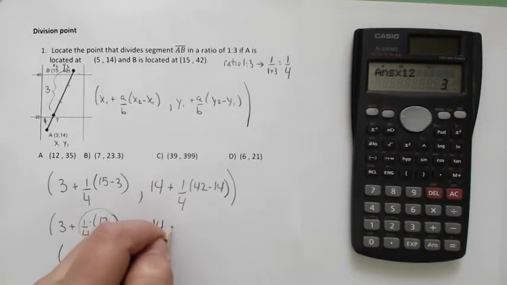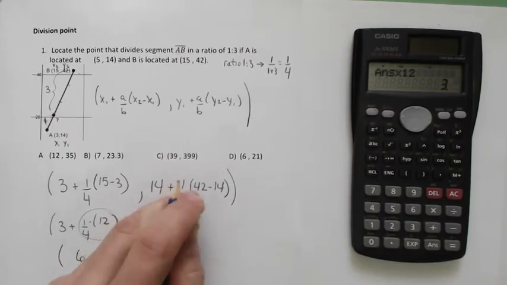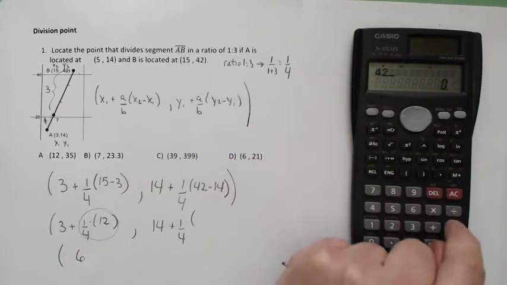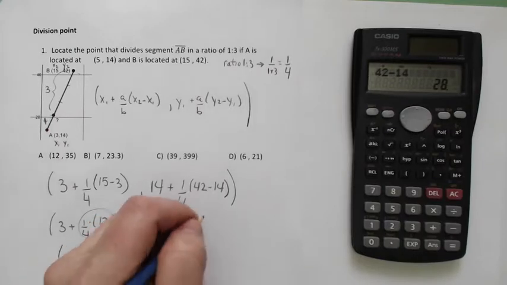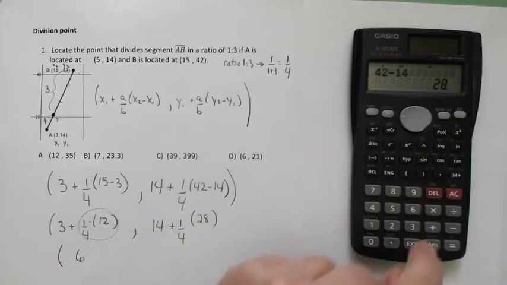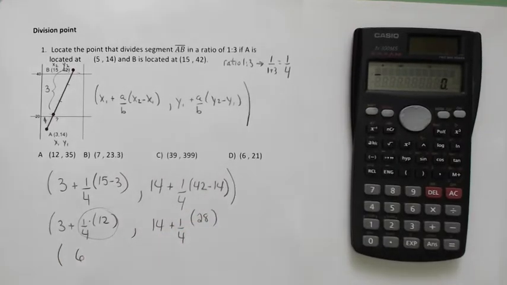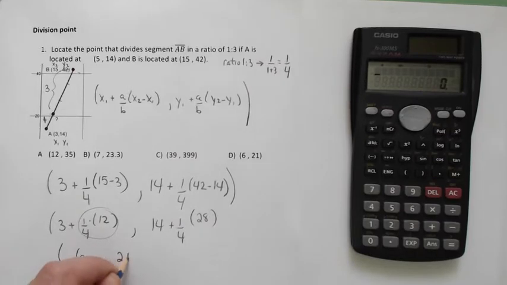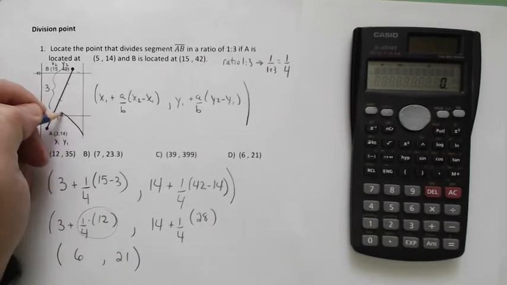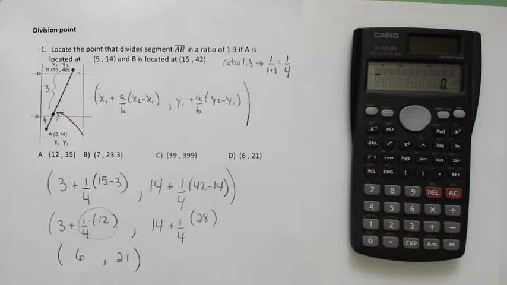On the y side, same deal. It's going to be 14 plus 1/4 of, now 42 minus 14 is the bracket that I have to do first, which is 28. Now, again, 1 divided by 4 is 0.25 times 28. When you do that on your calculator, go ahead and try that. I'll wait for you. You should have a 7. And then that 7 has to get added to the 14, 21. So the location of that point right there is (6, 21), and it divides the line segment from A, going towards B, in a ratio of 1 to 3.